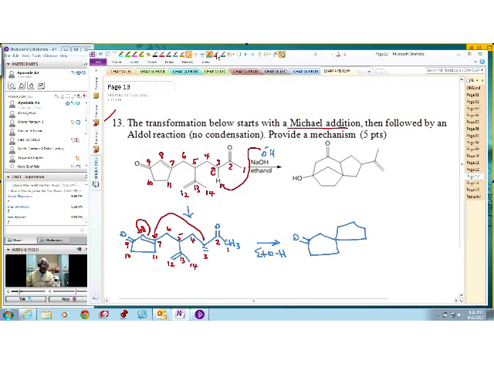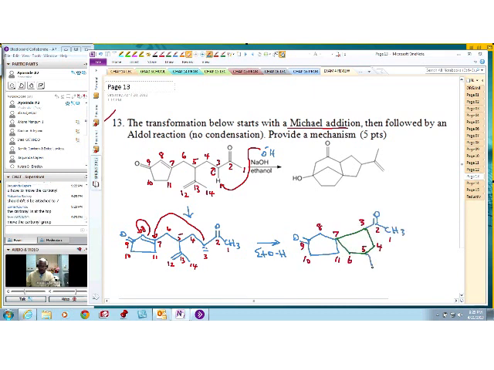Okay, let us count this. We have 1, 2, 3, 4, 5. So we are going to form a 5-member ring once this carbon number 3 attacks carbon number 7. Once we form this enolate right here, this hydrogen will protonate the enolate on carbon number 8. So at this point, what else do we need to do? I really do need to draw it so that it will look more like this here.